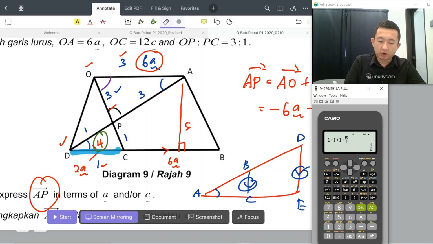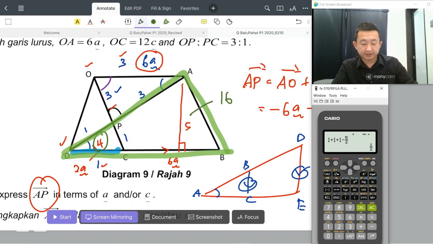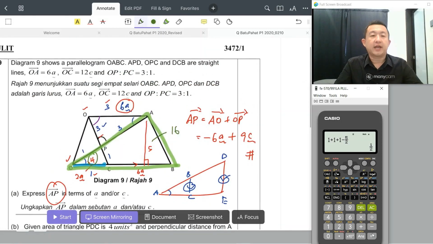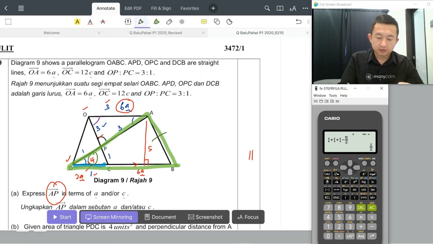So the area of DAB is 16. Is it given? It's not given. So you have to calculate that. The area for DAB is 16. Why do I need to know this one? Okay, now we only look at this triangle. Sketch this out. Hold on.